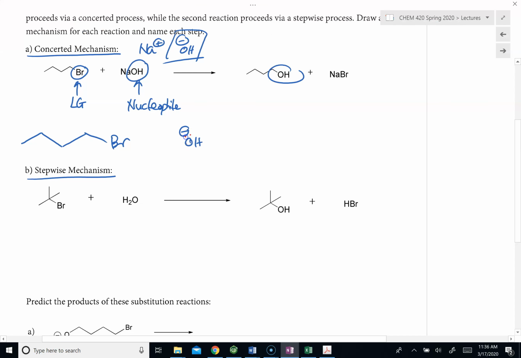Now I would recommend drawing out the lone pair of electrons, so that we can start drawing our arrow from this lone pair. This comes in to attack this carbon. Again, make sure you understand why it comes in to attack this carbon, because this carbon is very electrophilic. Why is it electrophilic? Because the bromine is taking the electrons from it. The bond between the carbon and the bromine is a very polar covalent bond.